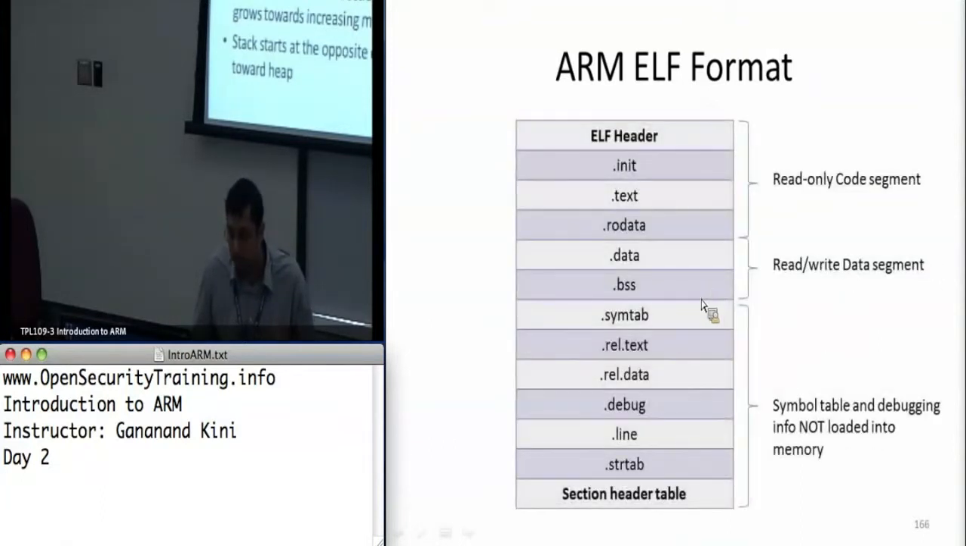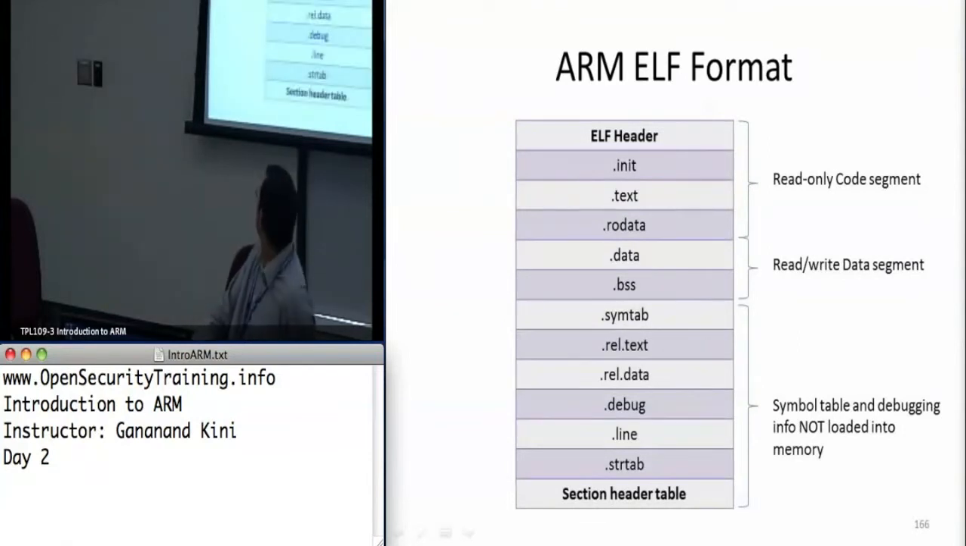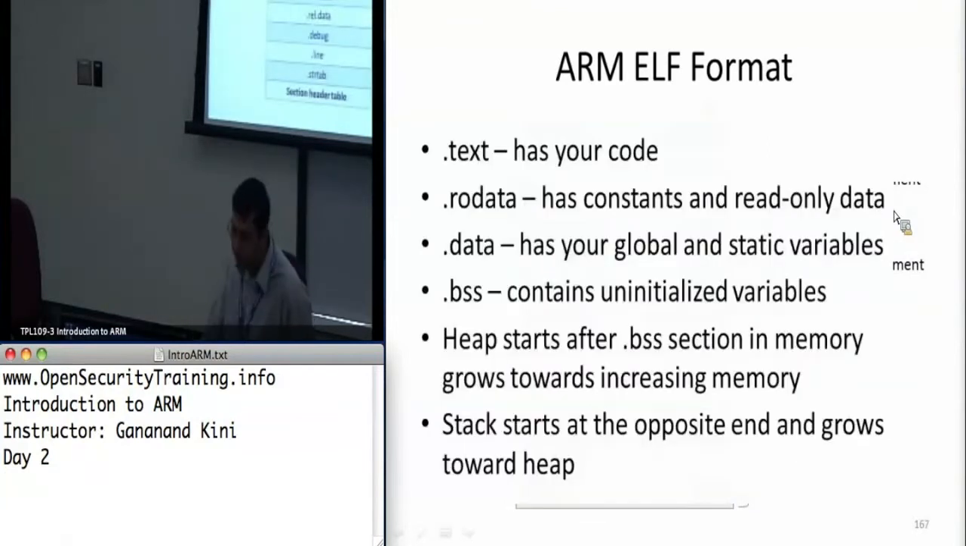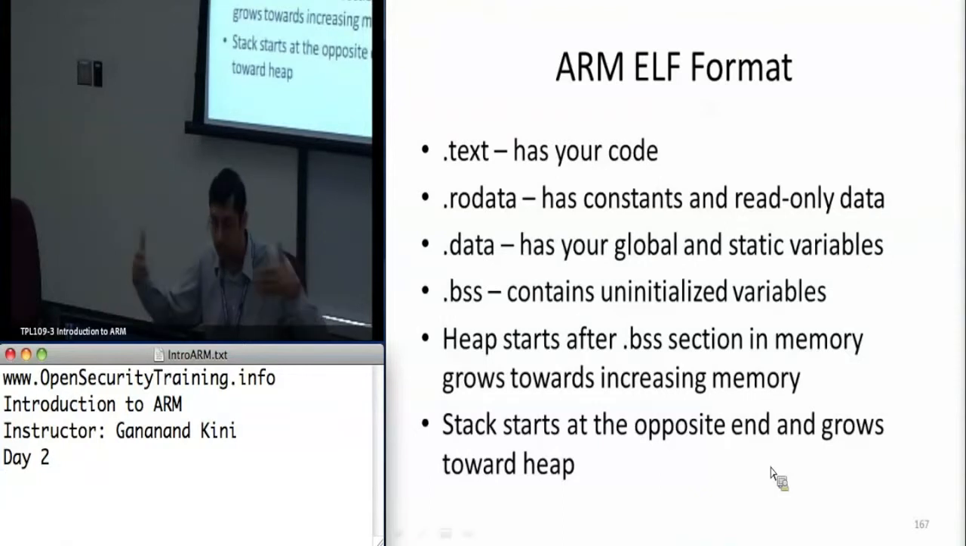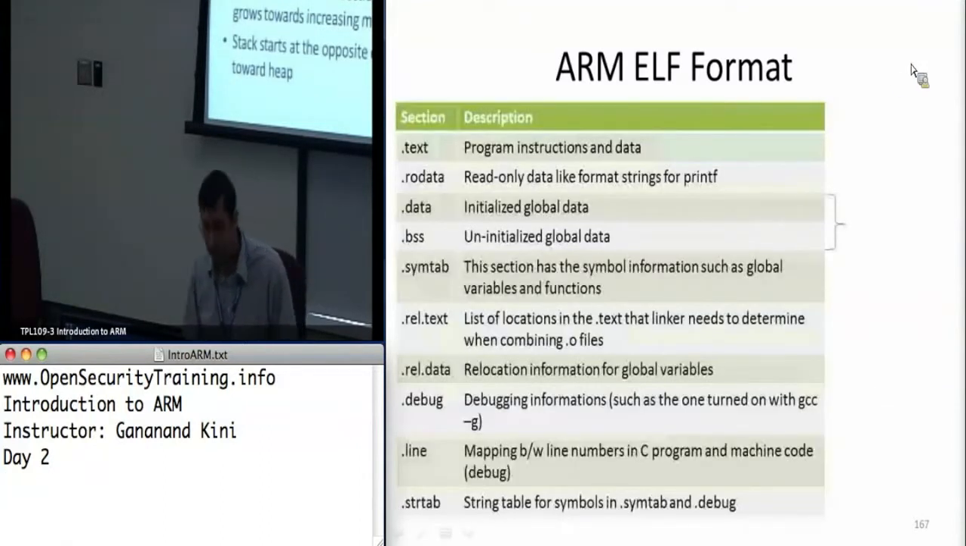So if you remember, I said that this segment actually gets put into memory. And once that gets put into memory, your heap starts right after your BSS, and it grows towards increasing memory. The stack starts at the opposite end and grows towards the heap. And so the stack and the heap sort of meet in the middle, if you will. So the stack grows towards lower memory addresses, the heap grows towards increasing memory. Right?